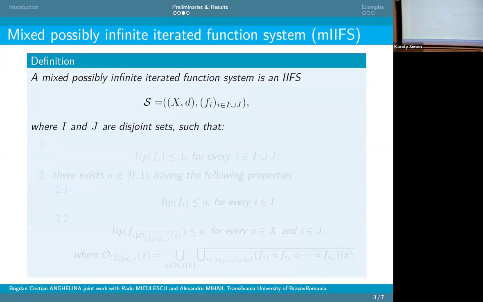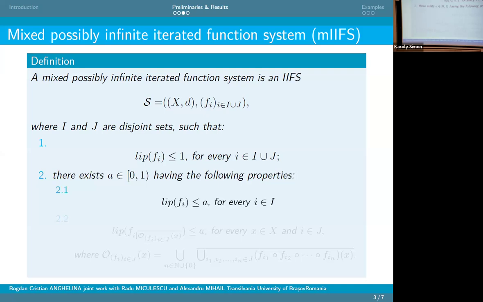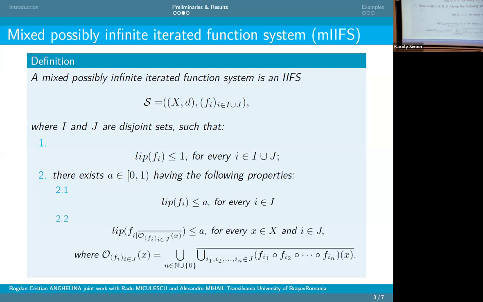So a mixed, possibly infinite iterated function system is an IIFS, and we consider two index sets I and J, such that for every function in our system, the Lipschitz constants are less than or equal to 1, and there exists some a between 0 and 1, such that any function with index in I is a contraction on the entire space, and any function with index from J is a contraction, but not on the entire space, just on the closure of the orbit of any point of the space, where by the orbit we understand the union of all compositions of functions from the family indexed by J. So we do not consider the entire family of functions, just the ones from J.